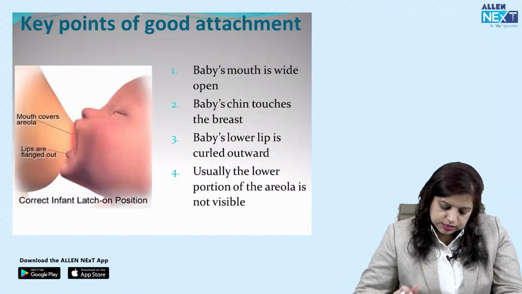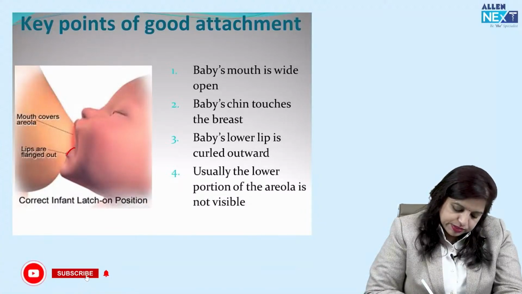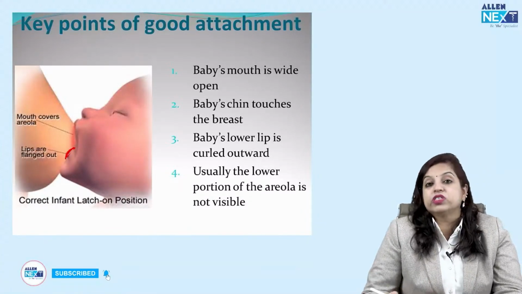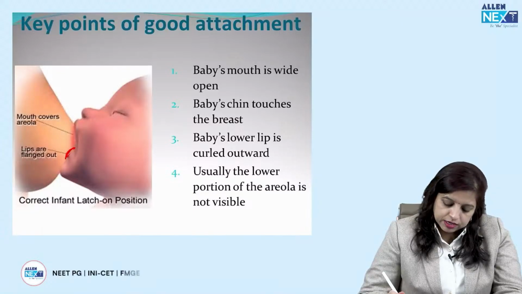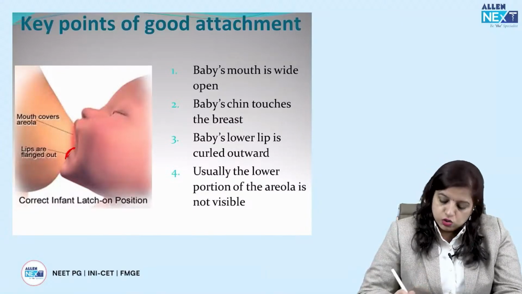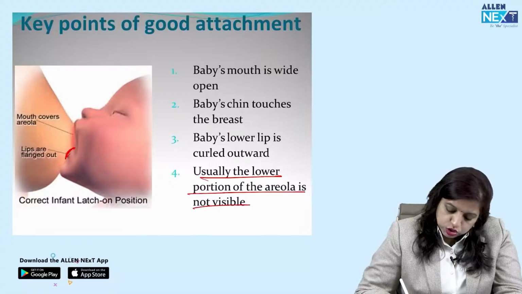One more thing over here, you can see the lips are everted, which is a sign of good attachment. And very importantly, the lower portion of the areola should not be visible.